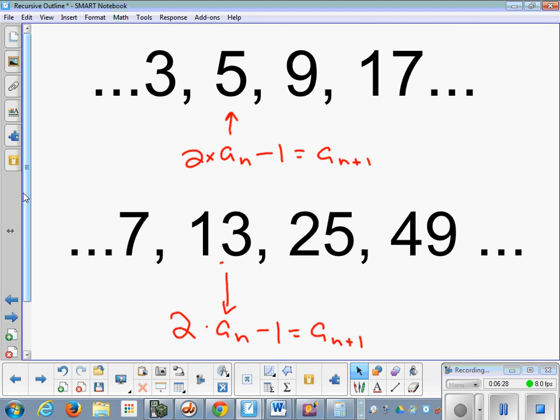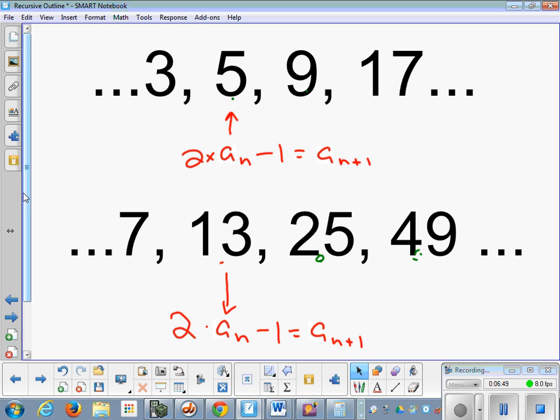What do I notice about these two sequences? The pattern is exactly the same. Double this, subtract 1. Double this, subtract 1. Double this, subtract 1. Right? Double it, subtract 1, I get 49. Double 5, subtract 1, I get 9.